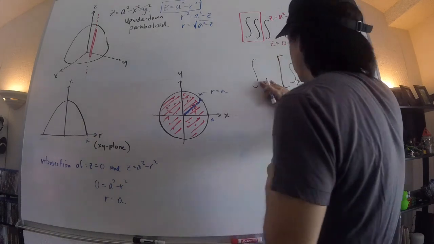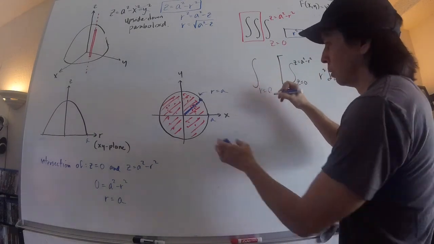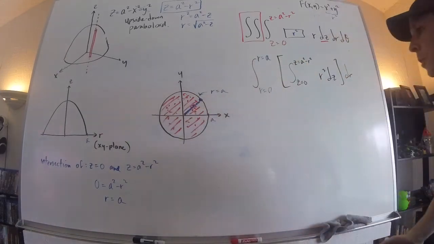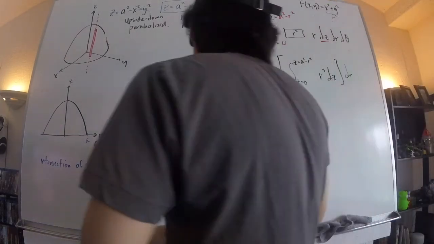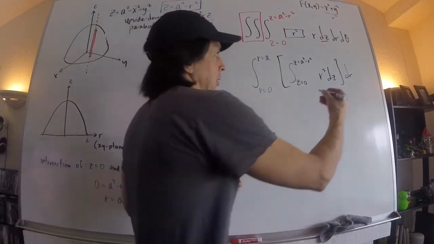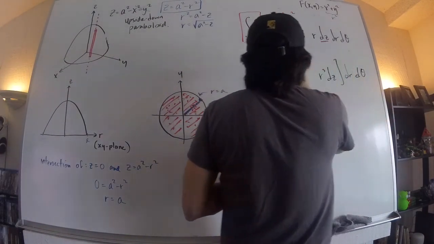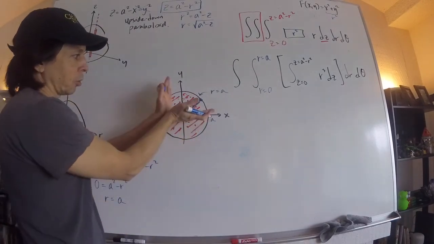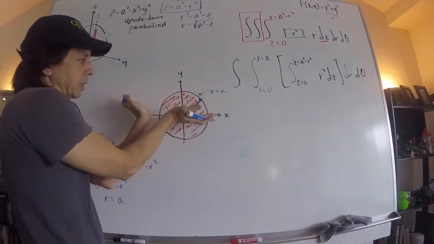So next is my r goes from 0, my inner curve, to my outer curve, r is equal to a. Next, I want to integrate with respect to theta last. And I just want to make sure I get all of this for the full circle. If it's a quarter circle, I'm only doing 0 to pi over 2. If it's half circle, 0 to pi.